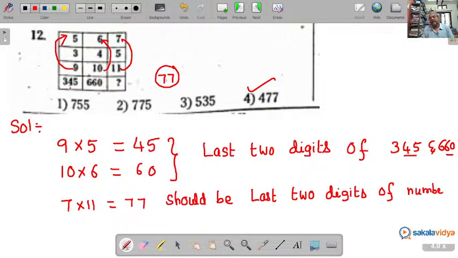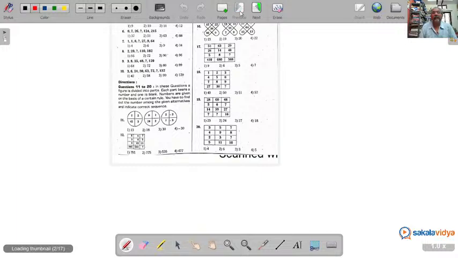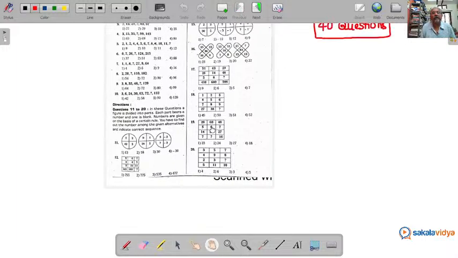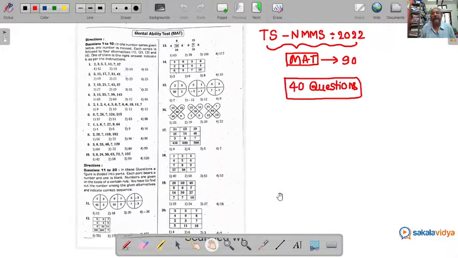That means by observing the options, last two digits 55 ruled out, so the first option has been eliminated. In the second one, last two digits 75 ruled out, and in the third option 35 ruled out. So obviously 477 is our answer. I hope it's very clear, right? So let us move to yet another question now.